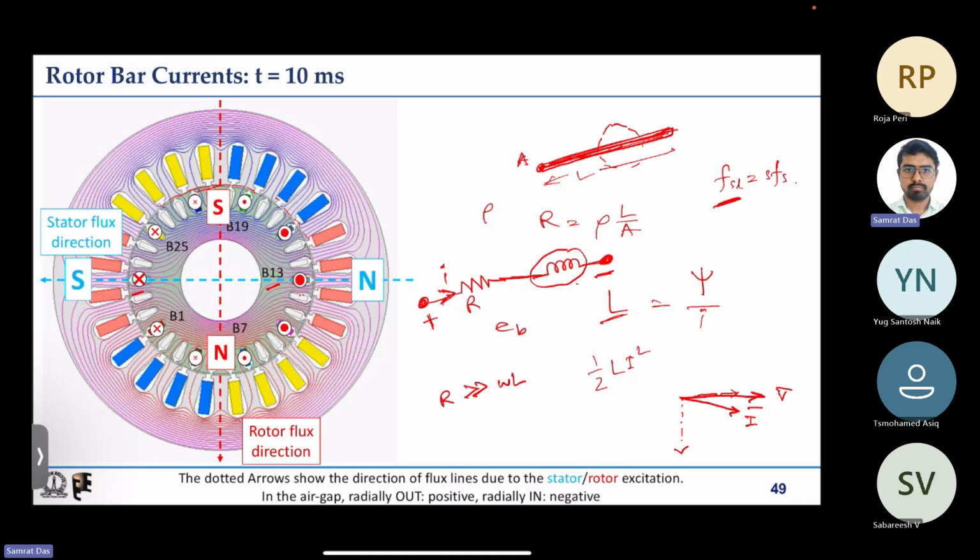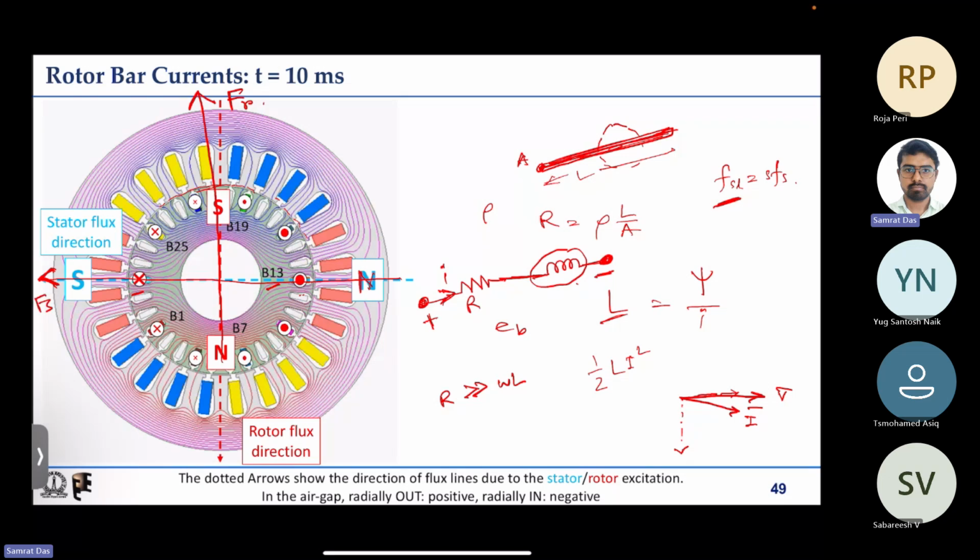Suppose at this instant the stator field is shown by this. What is this arrowhead connecting? It is connecting the north to south, so it is indicating the direction of the magnetic flux lines. Similarly, the south and north are here. If we do the same thing, that is, connect north to south, then north to south, that is here, we can see that this is the rotor field and this is the stator field.